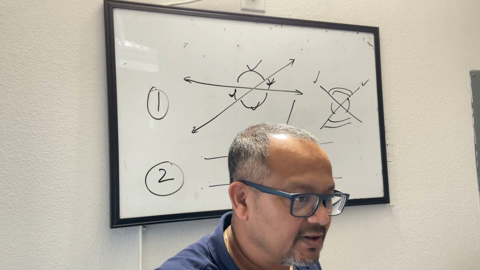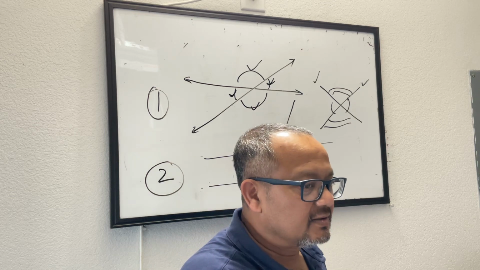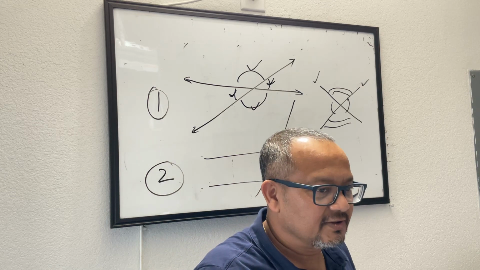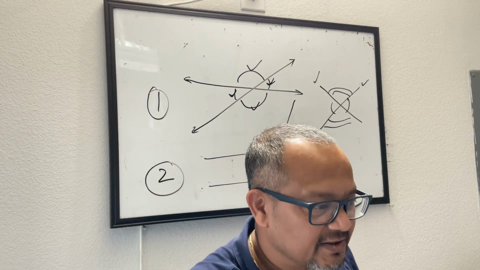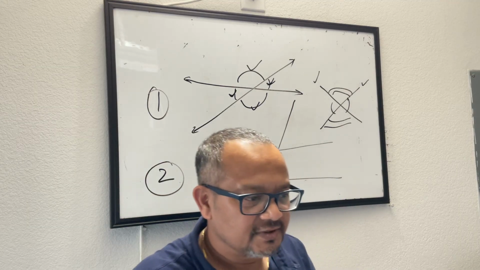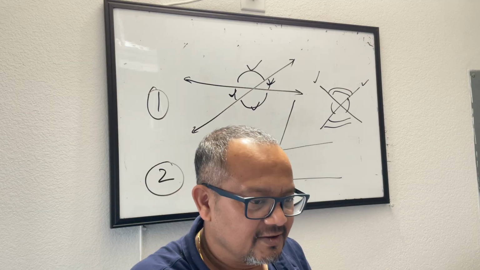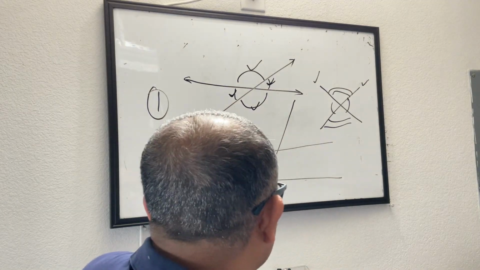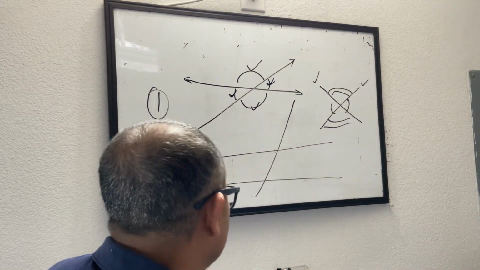Is that okay so far? Shannon, Serene, okay, beta? Yes, Ami, okay? Yes, sir. Okay. Suhina, okay? Yes, sir. Okay.